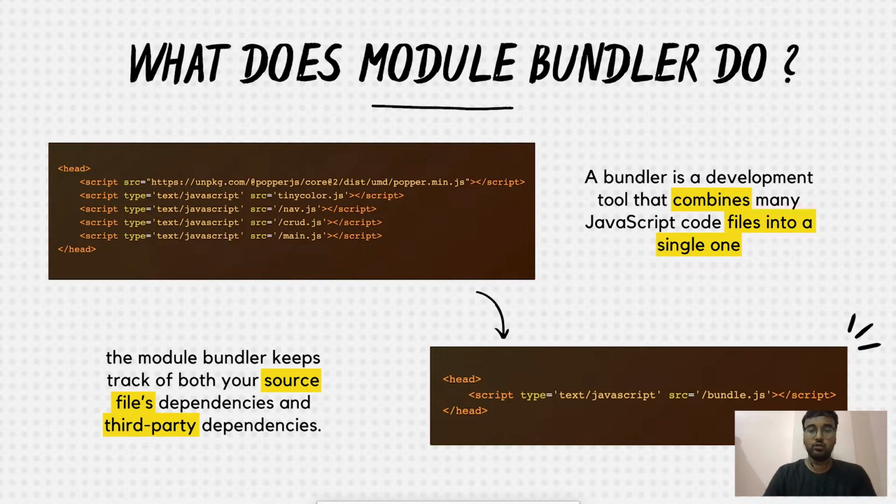So what does a module bundler basically do? For example, as we can see in this image right over here, we have multiple import statements, and we have also imported modules over here. What Webpack basically does is combine all this JavaScript code into a single file, and as in the second image, we can see that it has been bundled into something called bundle.js. So that is what Webpack does. It bundles all the source file dependencies and third-party dependencies into a single file.